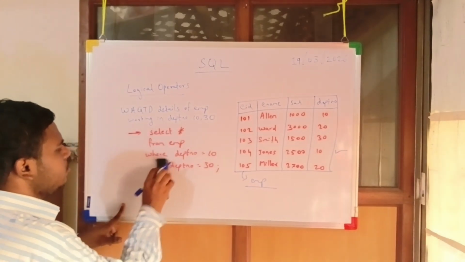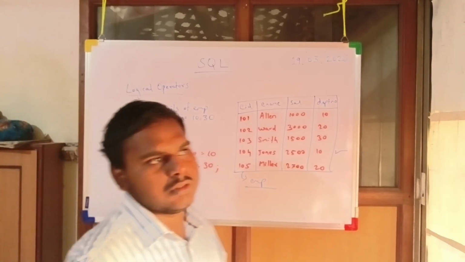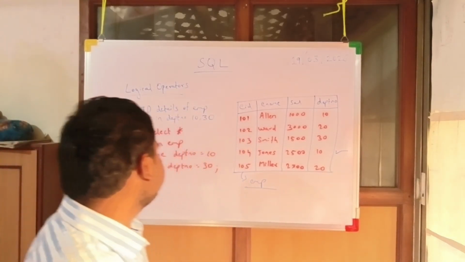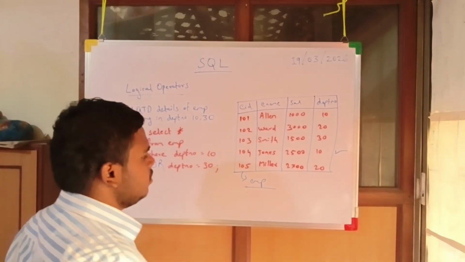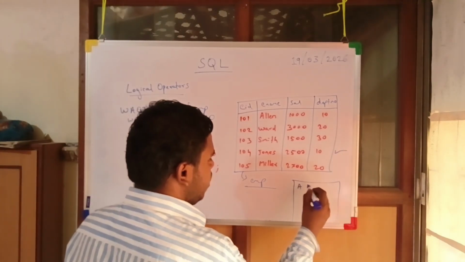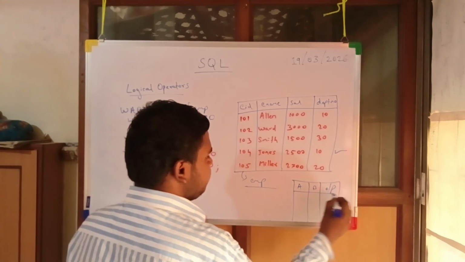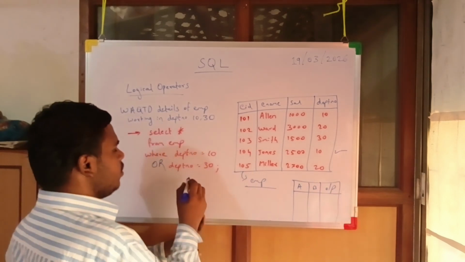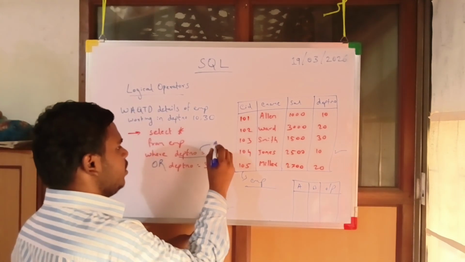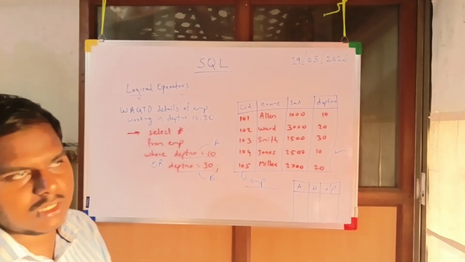So here we need to use the OR operator, only that change. Now we will get the output. So how is it working? Again, a truth table to understand the output: A, B, output. Let department number equal to 10 be A, and department 30 be B. Any one condition I need to satisfy.